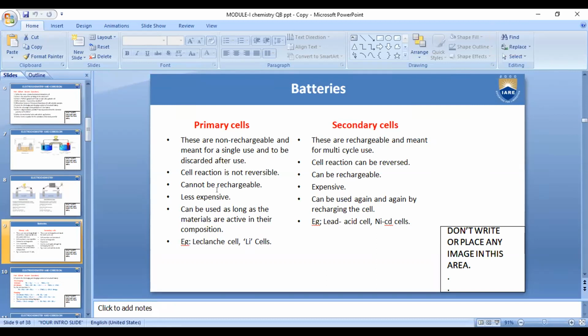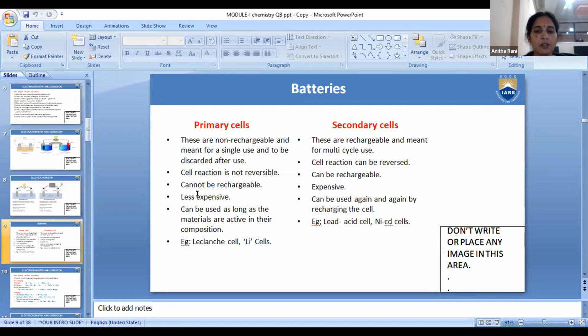What is the discharging reaction? In an electrochemical cell, tell me, what reaction takes place? Chemical energy converts into electrical energy during the discharging reaction. Now, the charging reaction means electrical energy converted into chemical energy.